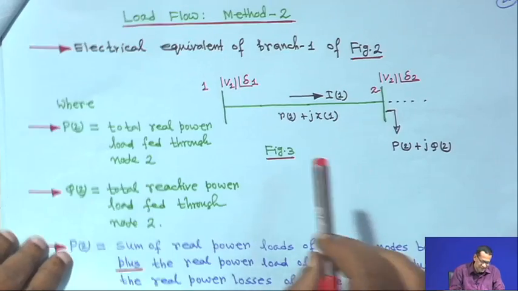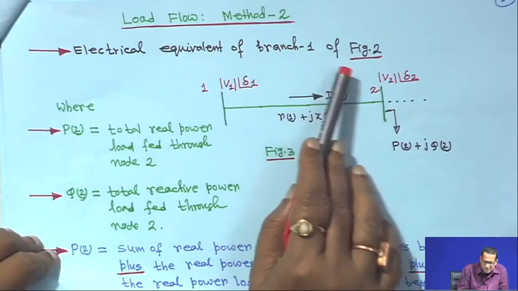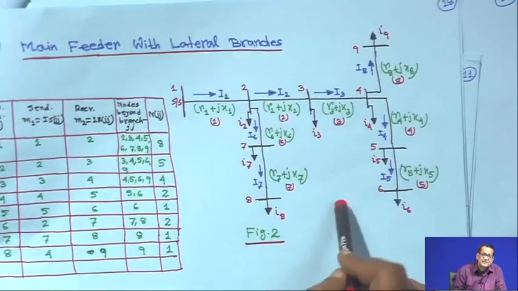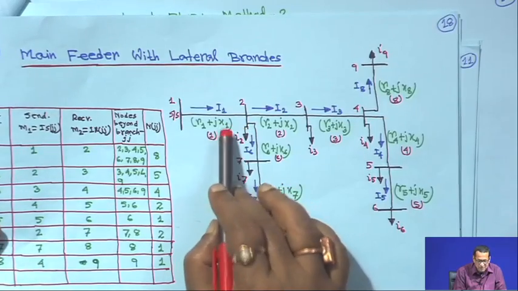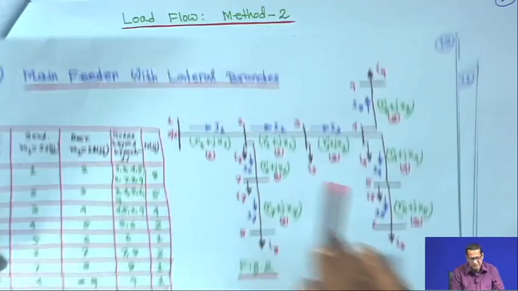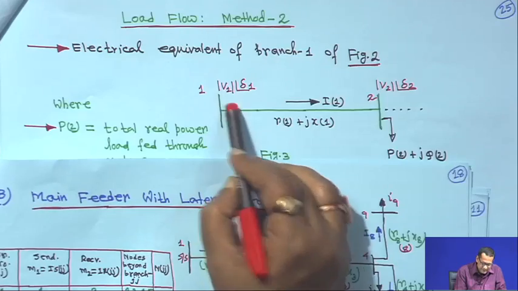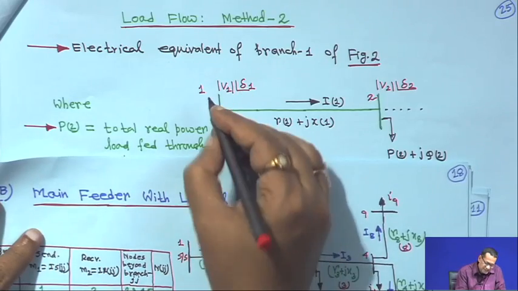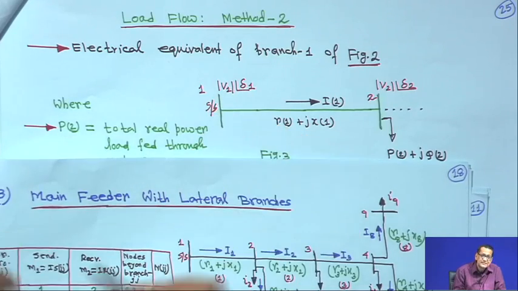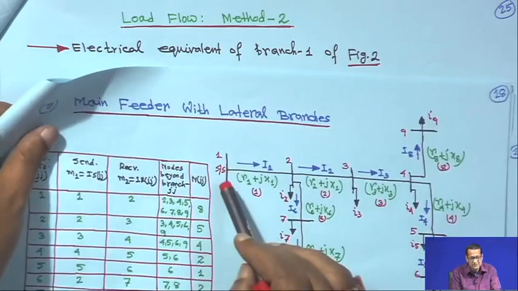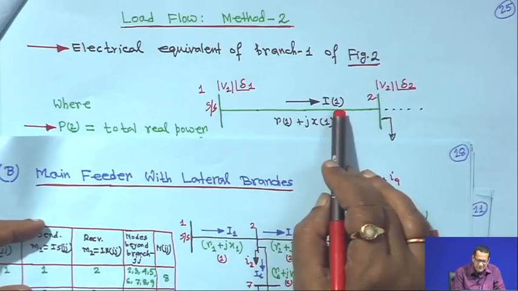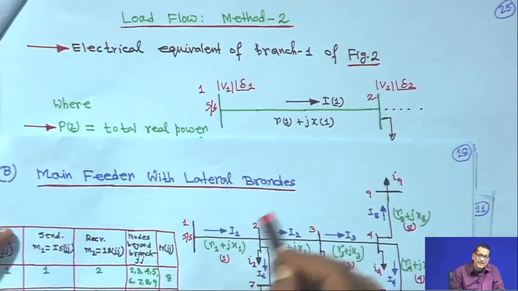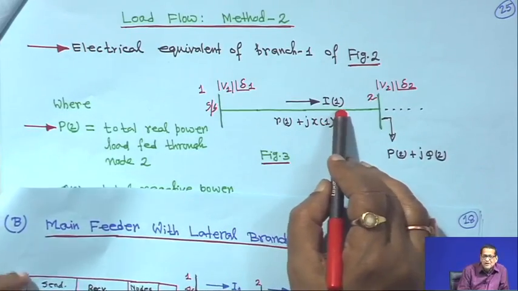Now, first you have to understand the electrical equivalent of branch 1 of figure 2, what does it mean? Suppose this is the figure, a radial network, and we want the electrical equivalent of branch 1. This is actually the substation, here also it is a substation. The branch current I1 is flowing, so I put it in bracket here, I in bracket 1, same as suffix 1.